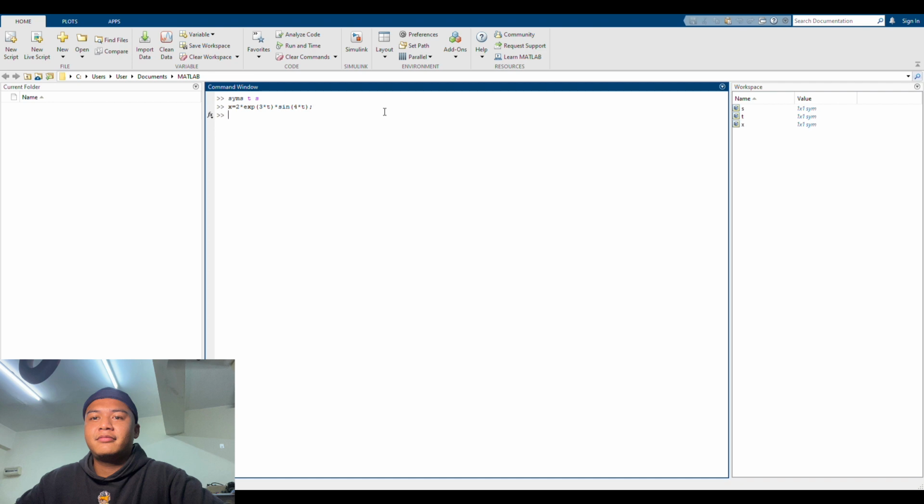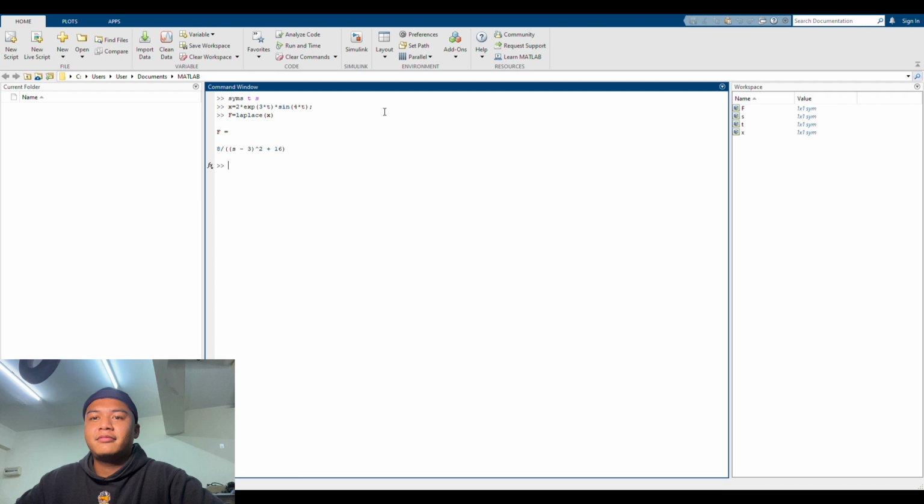Okay, then for the next line, we find the F. That means Laplace. So how to find Laplace in this question? We need to use F equal to laplace. So I get the answer for the Laplace is 8 over (s minus 3) to the power of 2 plus 16. This is for the Laplace.